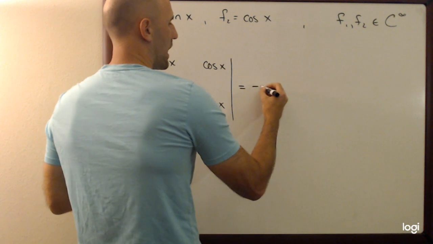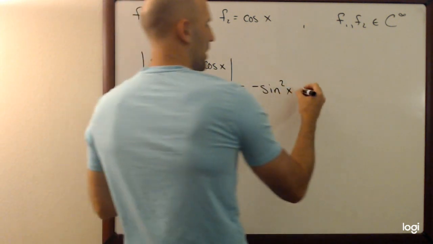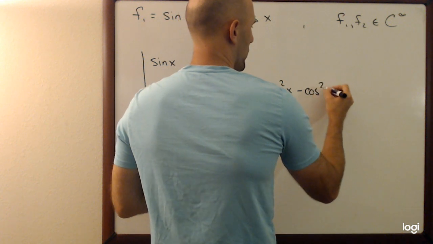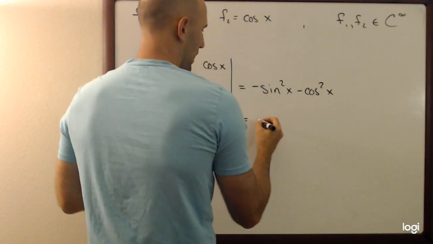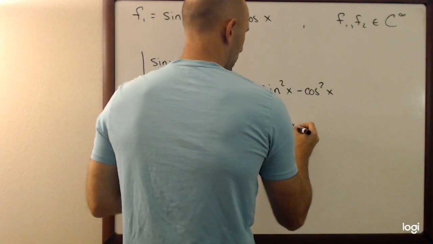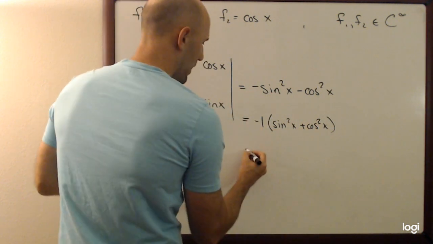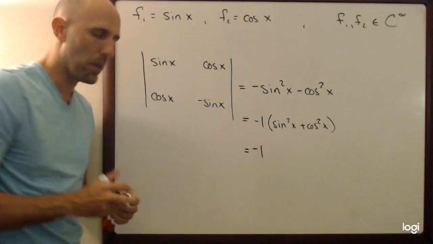So I've got negative sine squared x minus that product, so minus cosine squared x. This is negative 1 times sine squared x plus cosine squared x. This is 1. So this determinant is just negative 1.